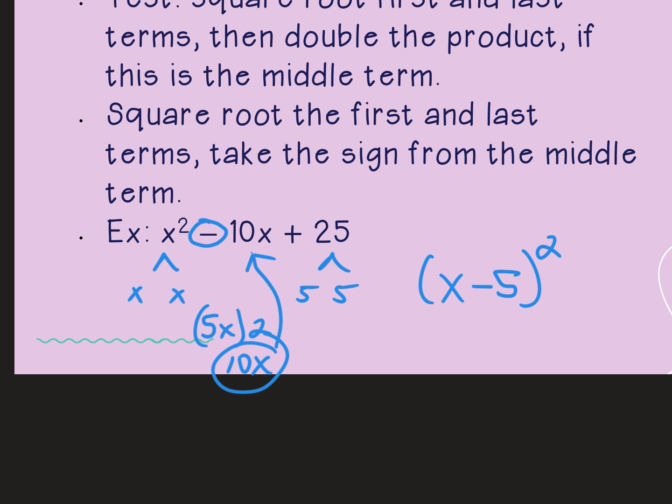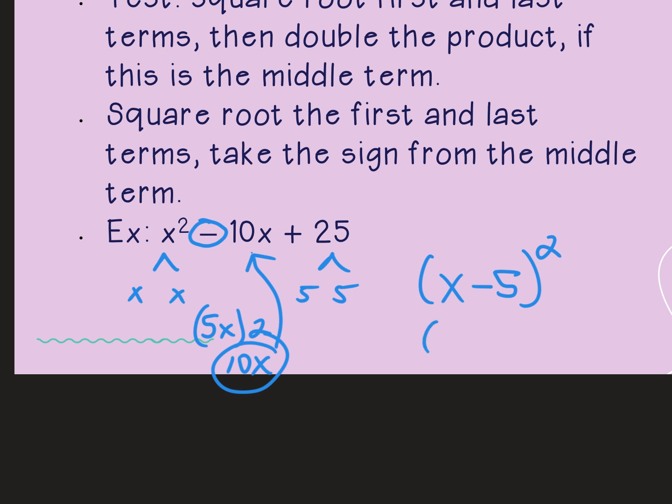You got 2 of them. That's how you check. You multiply the first times the second times 2. If it's the same as the middle term, then you know that you found what goes in your parenthesis, and whatever sign is with the middle term goes in your parenthesis.